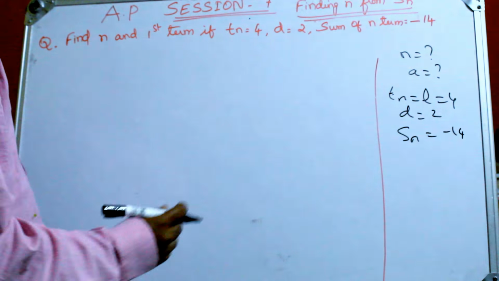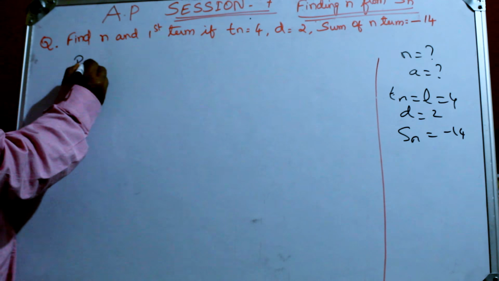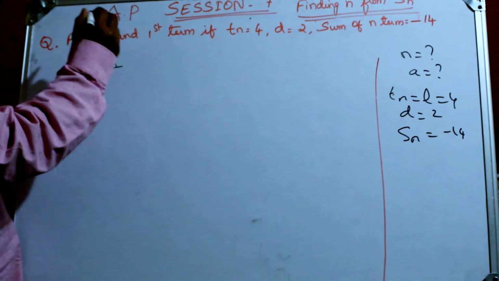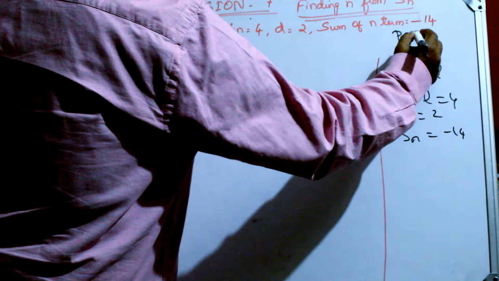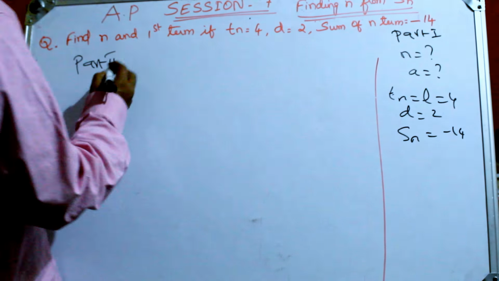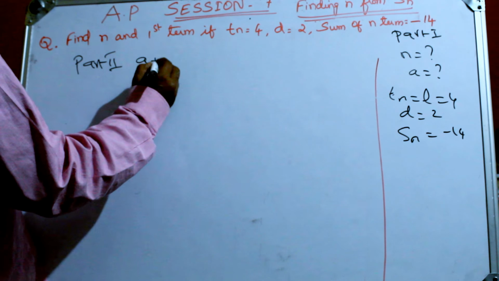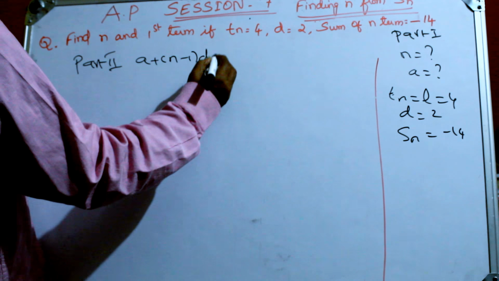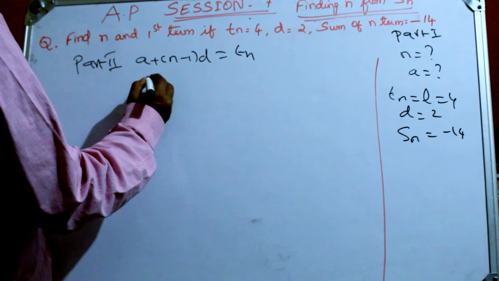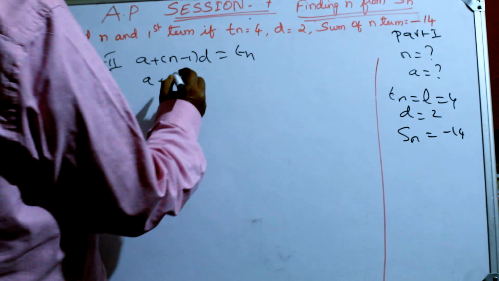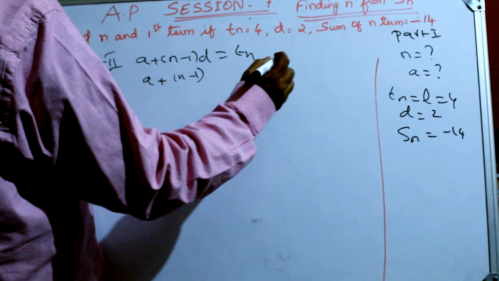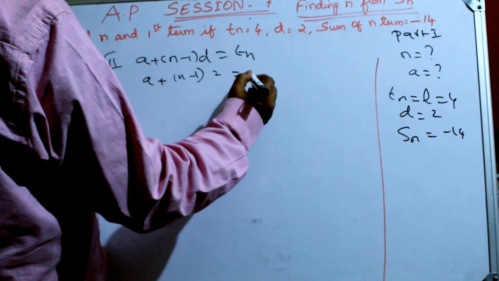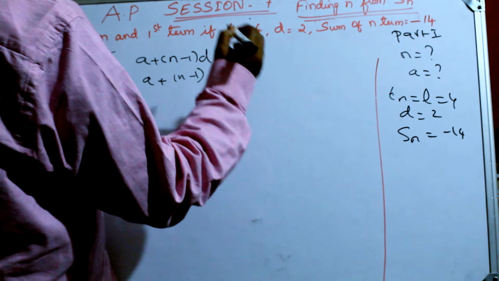So first we will take Tn. Tn is nothing but part 1, or you put this as part 2. What is given, you call it as part 1 from the sum. So part 2 is actually, we know a plus n minus 1 into d is nothing but Tn. A we don't know, plus n also we don't know, minus 1 into d is supposed to be 2, and Tn is supposed to be 4.